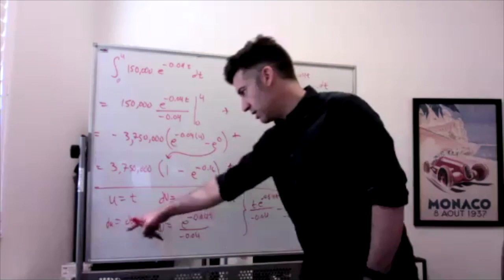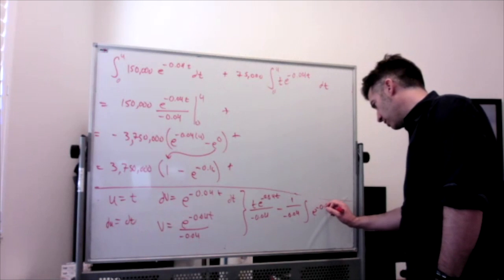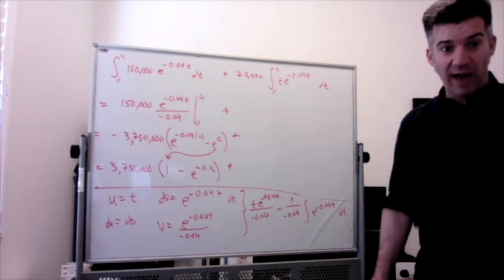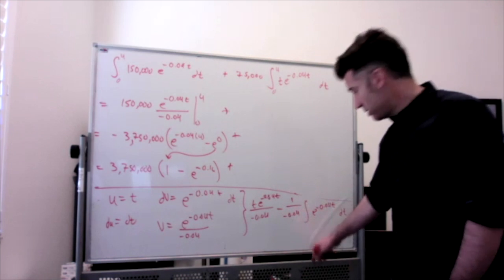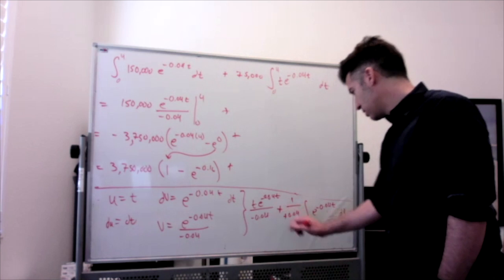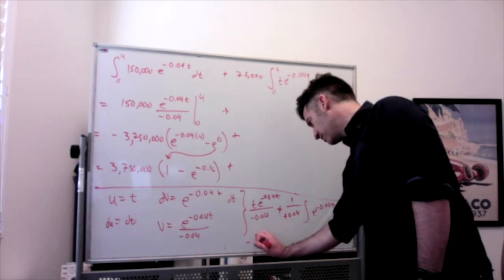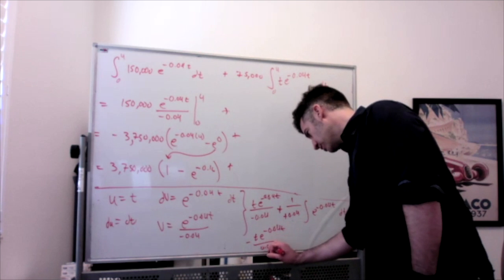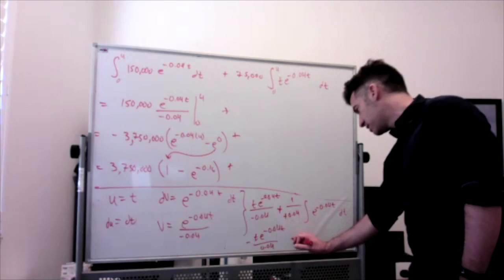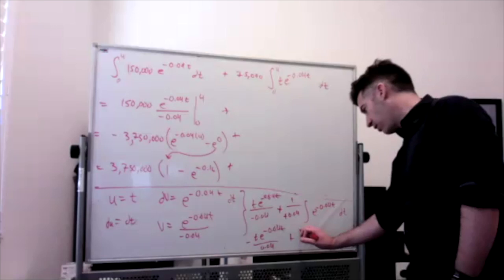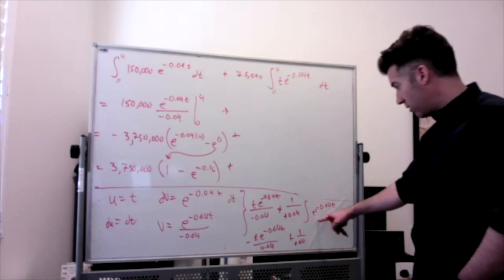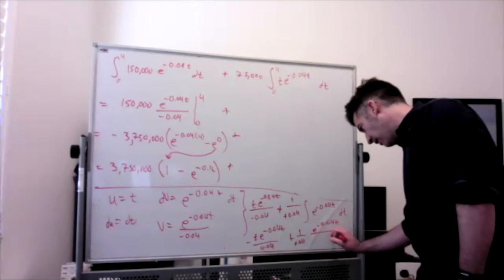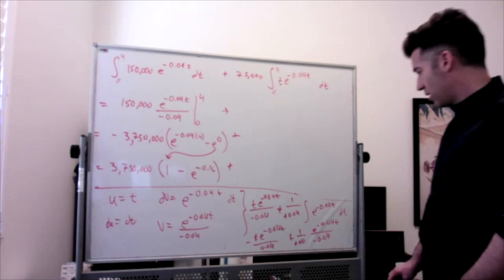Integral of v du, so that's going to be e to the negative 0.04 t dt. Right, so this is terrible, but it's not that terrible. A minus will be a plus. And so then we can write this as negative t e to the negative 0.04 t divided by 0.04 plus 1 over 0.04, and the integral of e to the negative 0.04 t is e to the negative 0.04 t divided by another negative 0.04.